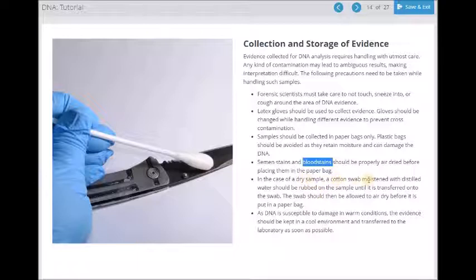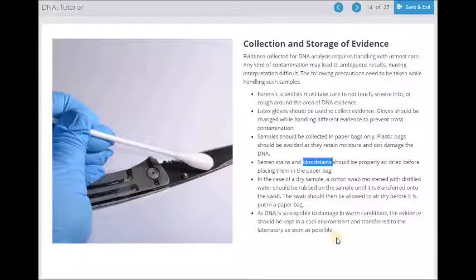In the case of the dry sample, you moisten a cotton swab with distilled water, then you rub it onto the sample, and so now the swab has got some of the sample on it, whether it's semen or blood or even saliva, and then you allow it to air dry, so you let it sit out and dry, and then you put it into the paper bag, and then it stays dry.